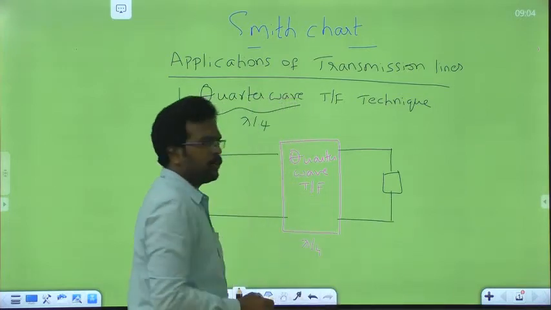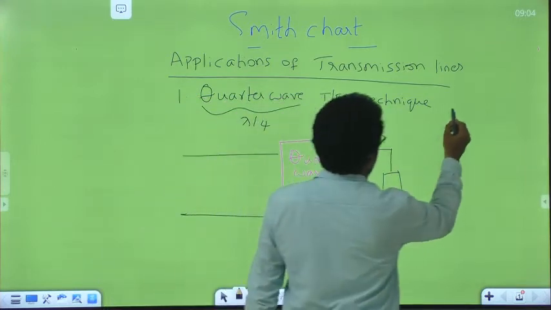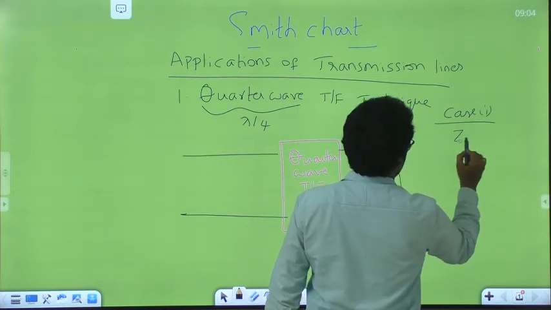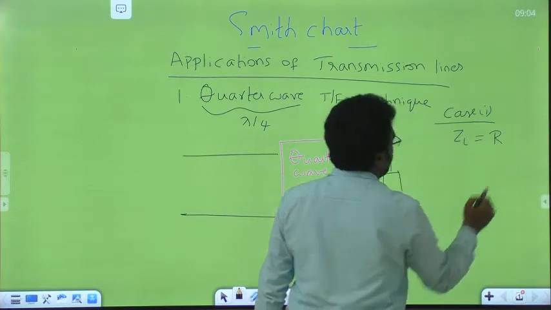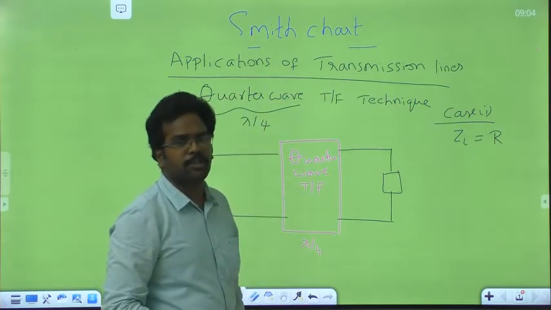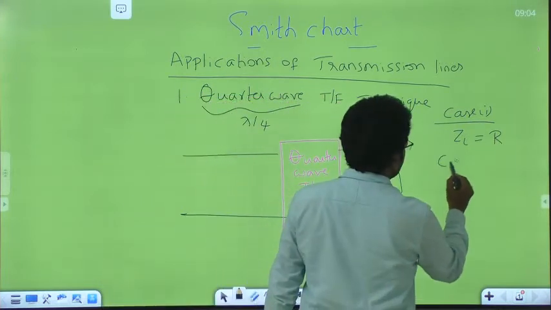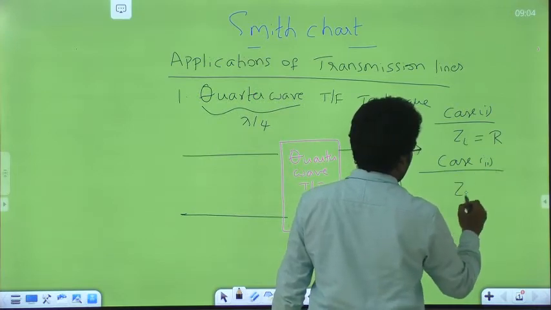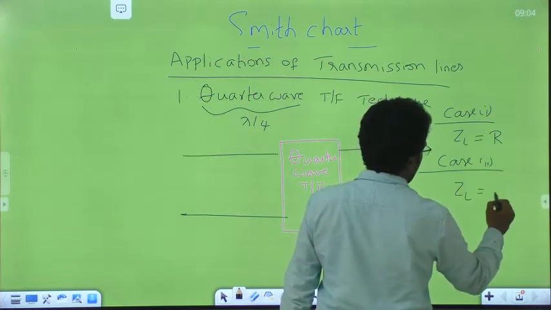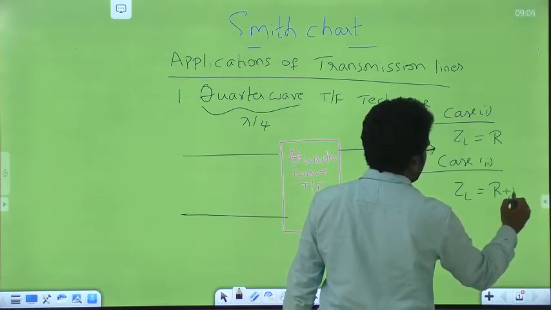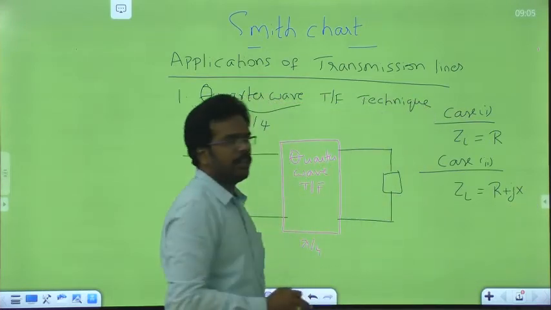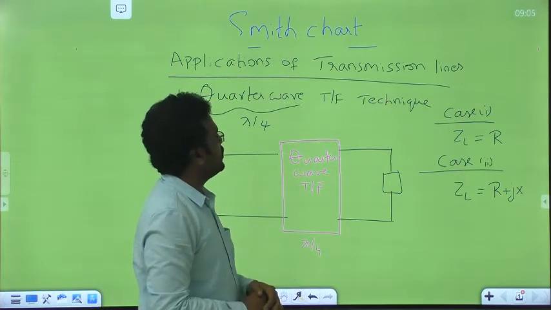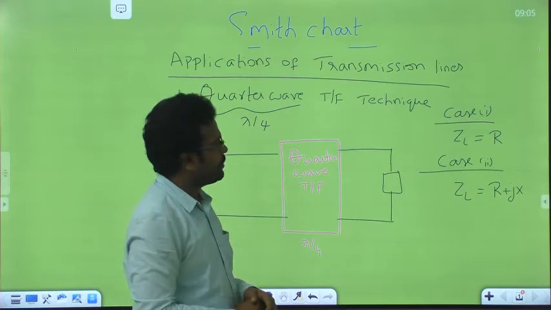So here I can explain two cases. Case 1 is, if the load is real, that means it contains only resistive load. Case 2 is, if it is impedance, that means it contains some resistance and reactance. So in both the cases, we have to analyze this quarter wave transformer technique.